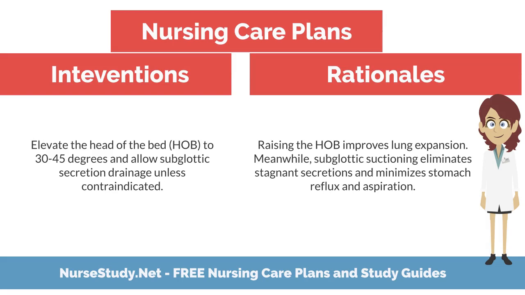Intervention: Elevate the head of the bed to 30 to 45 degrees and allow subglottic secretion drainage unless contraindicated. Rationale: Raising the head of the bed improves lung expansion. Meanwhile, subglottic suctioning eliminates stagnant secretions and minimizes stomach reflux and aspiration.